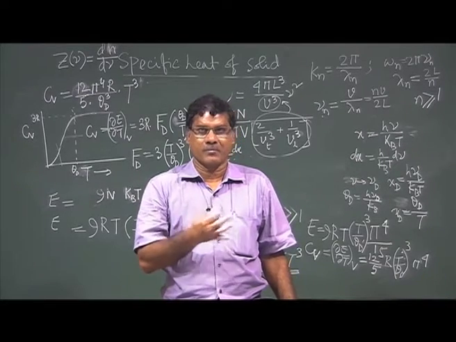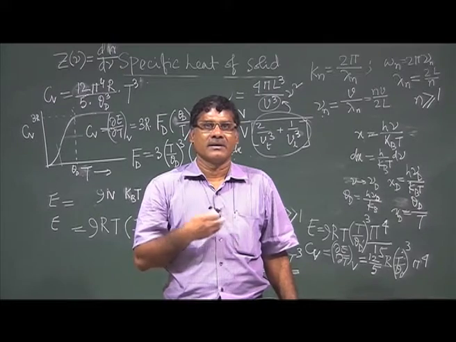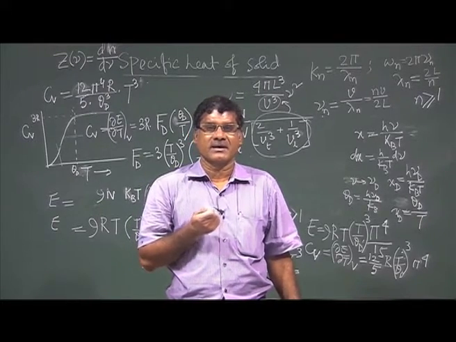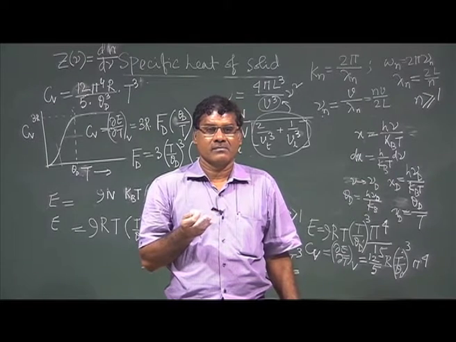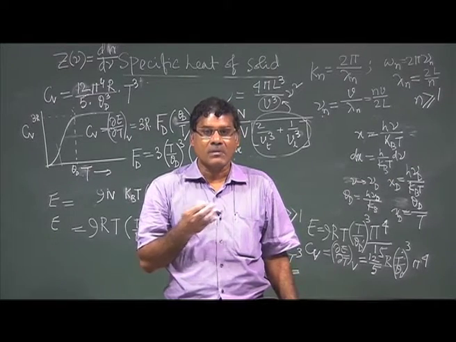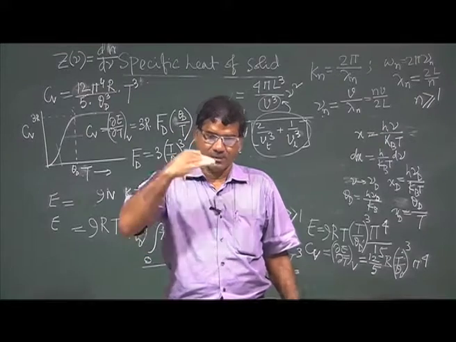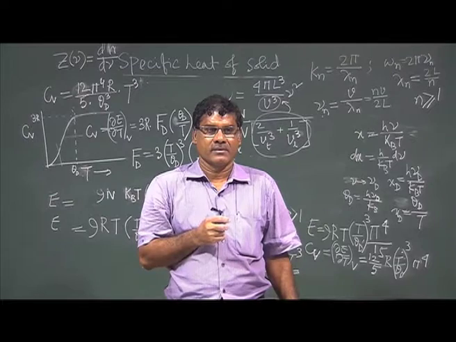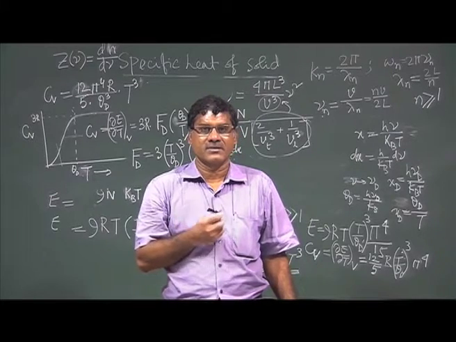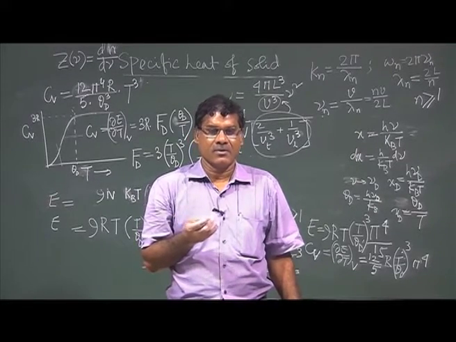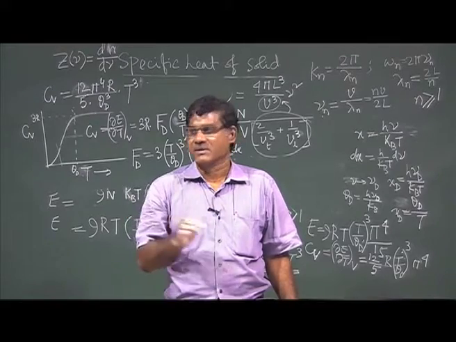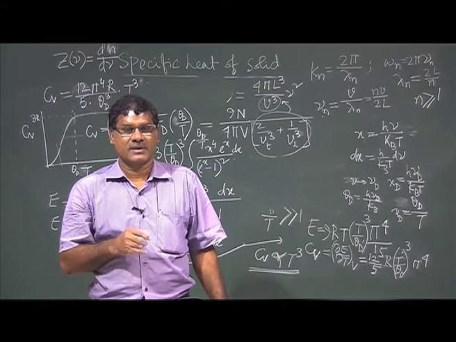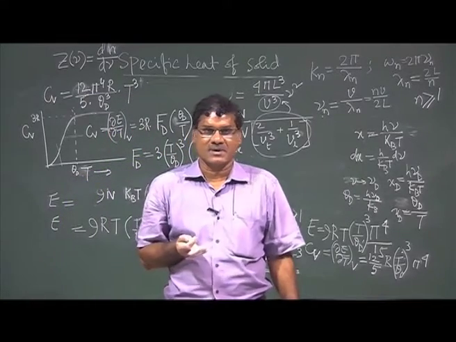Dulong-Petit was completely classical, then Einstein considered the quantum oscillator having quantized energy levels, okay, but he considered only one frequency, with all atoms oscillating independently, okay. So that is not a realistic assumption, okay.